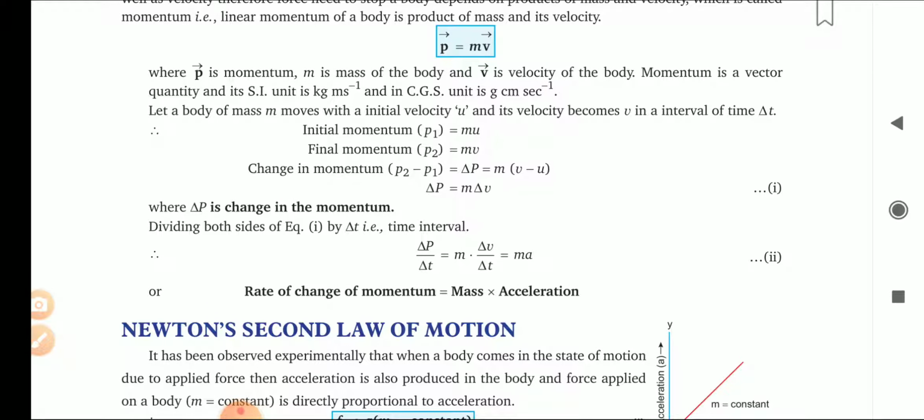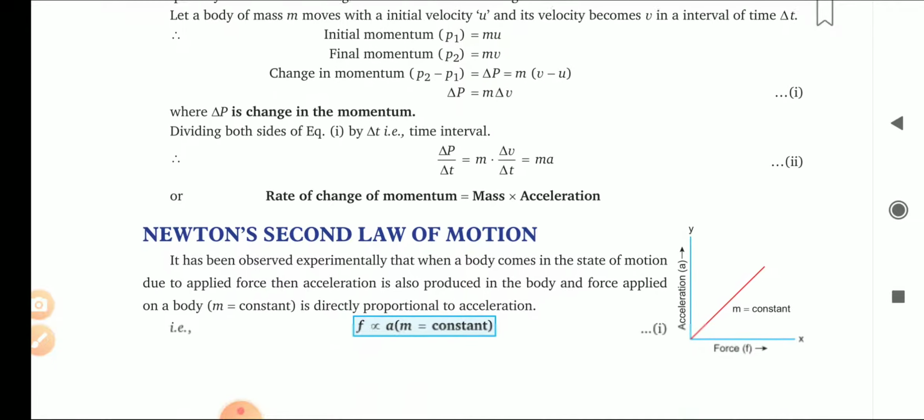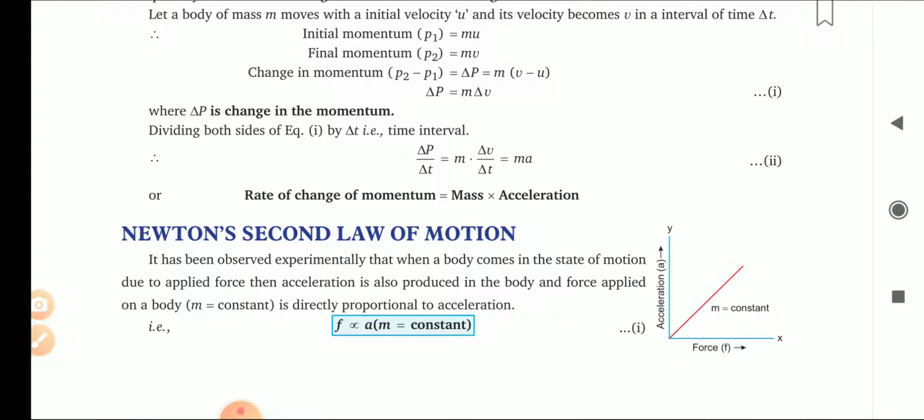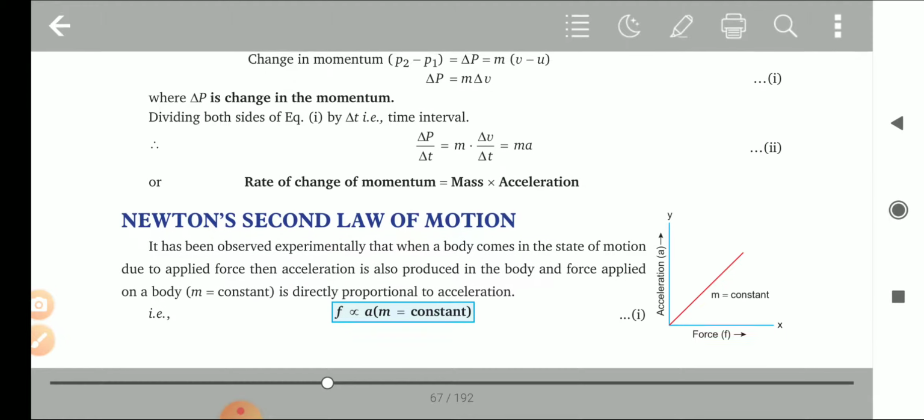So momentum is a vector quantity because it denotes the direction. Its unit is very clear. Mass unit is kilogram and velocity unit is meter per second. And the CGS unit we can write as gram centimeter per second. Okay, so initial momentum, final momentum, change in momentum, then rate of change of momentum, that is Newton's second law of motion.